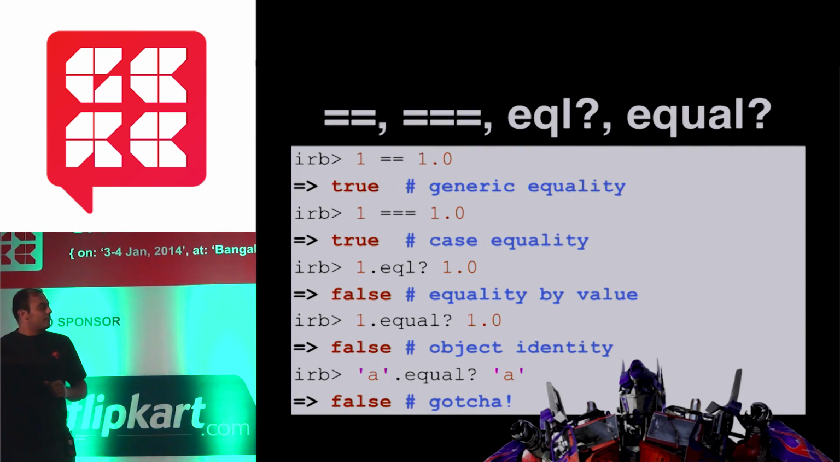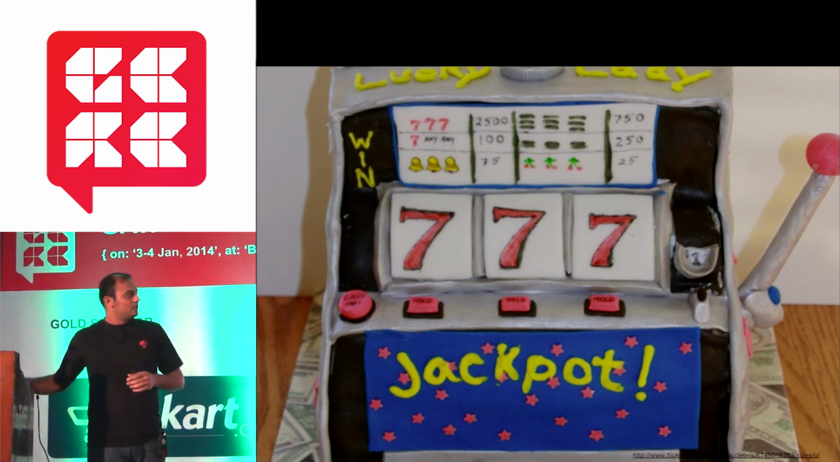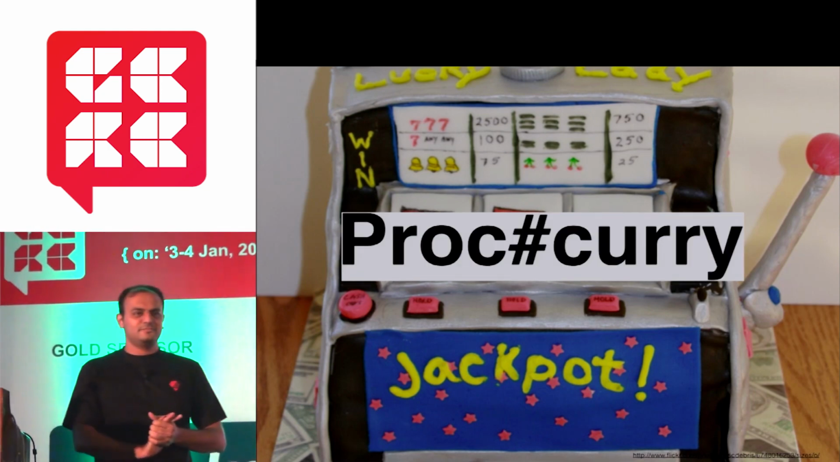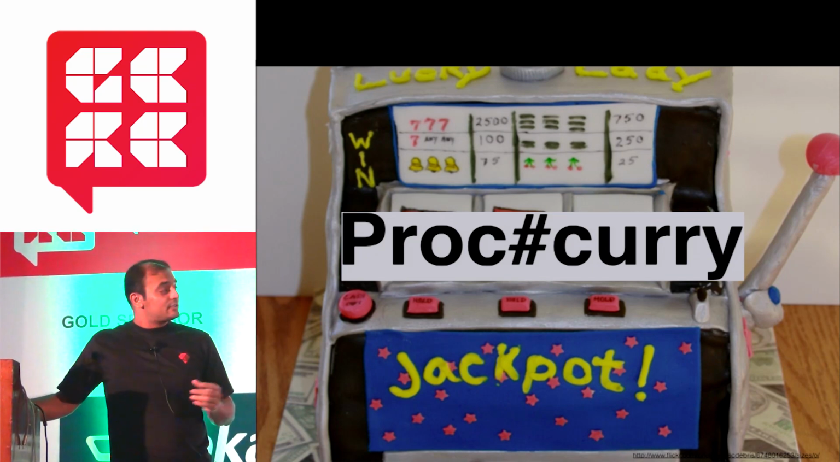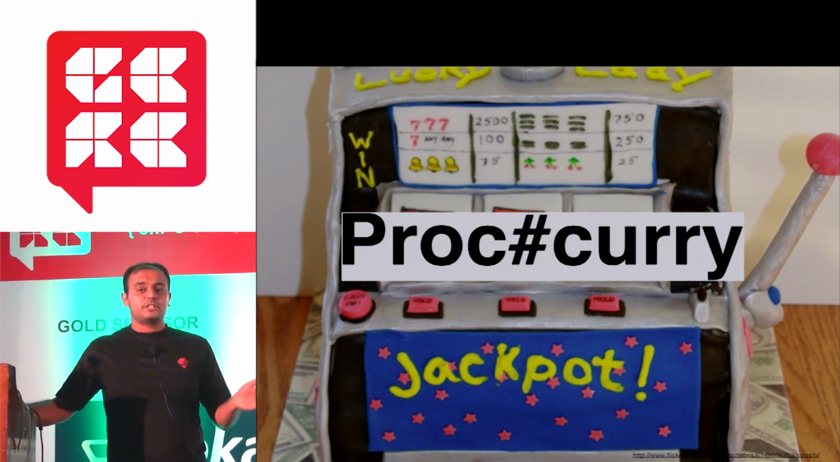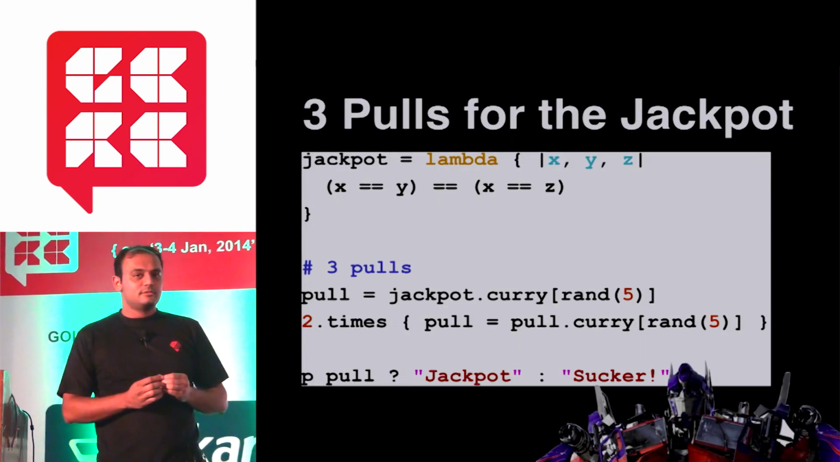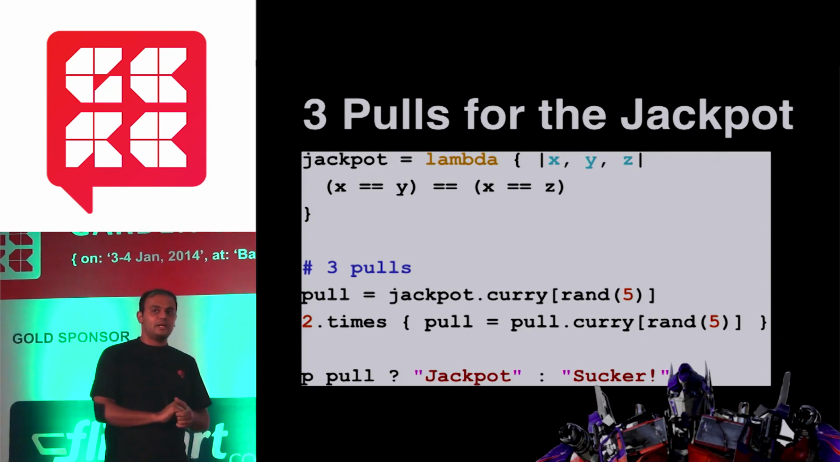So, with that, let's hit the jackpot. How many of y'all know what curry is? It's a lot of fun, a lot of fun. But to make it funnier, I actually decided let's have the slot machine with three pulls. And I wrote code for it on my flight here. So I have no idea whether that's correct or wrong, but let me know.